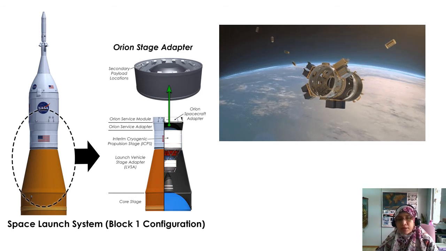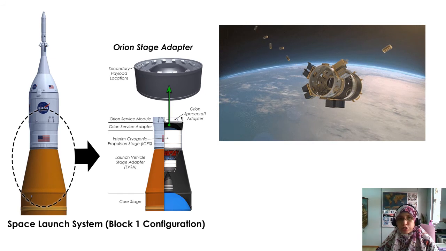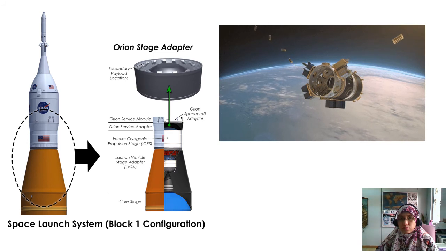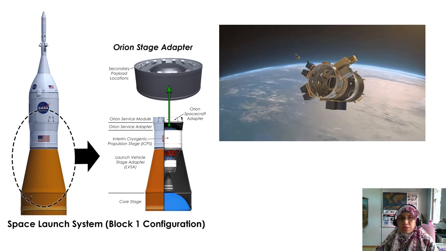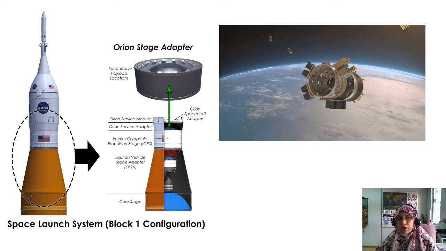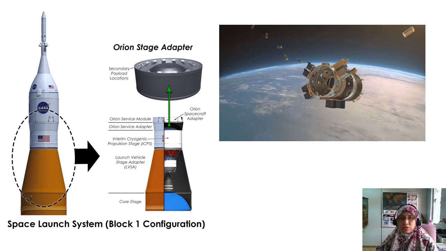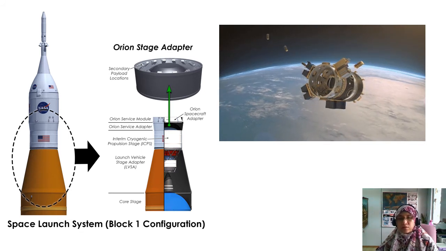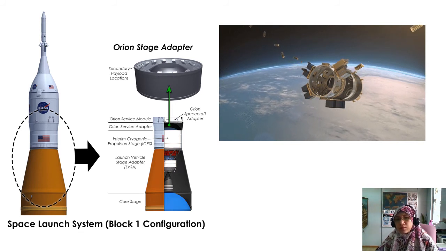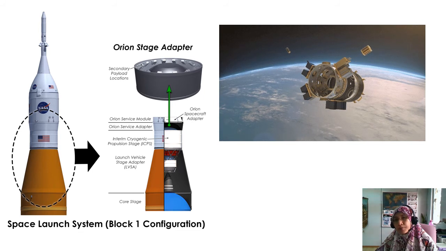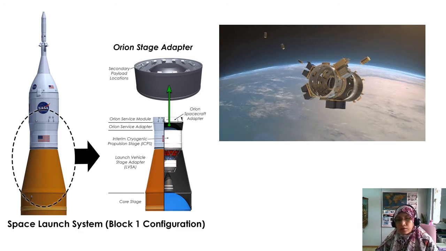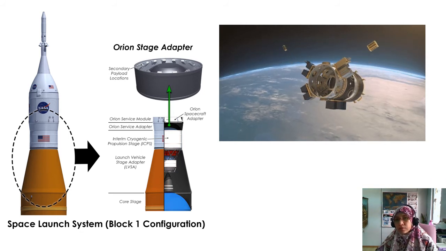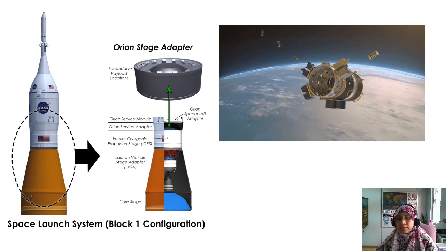This is an example of the Orion stage adapter. So the shoebox size CubeSat payloads will deploy from the adapter after the Orion spacecraft moves away on its journey to deep space. The payloads will go to many different places to gather data, including asteroids and the Earth's moon. So the adapter actually will deploy on the way, before the main nose reaches the distant orbit.